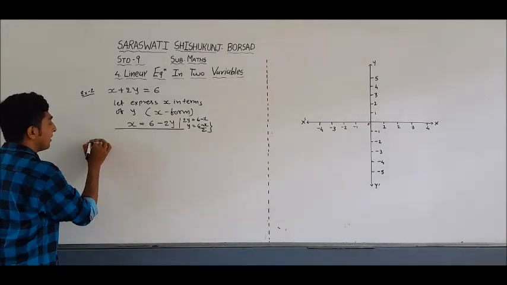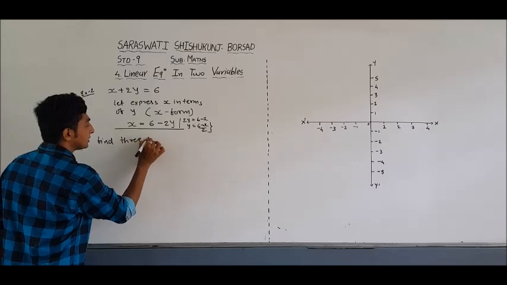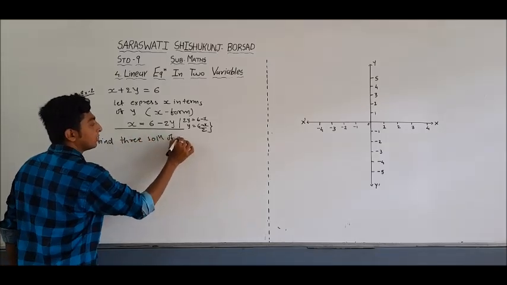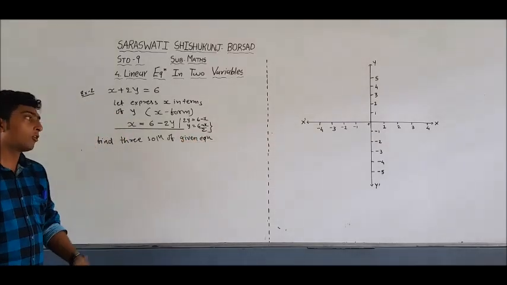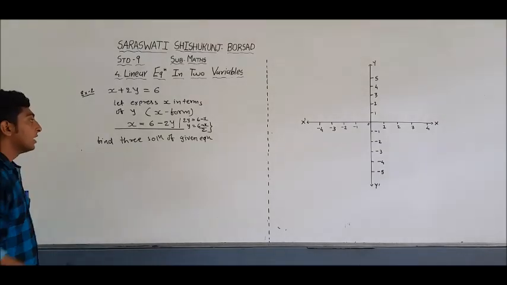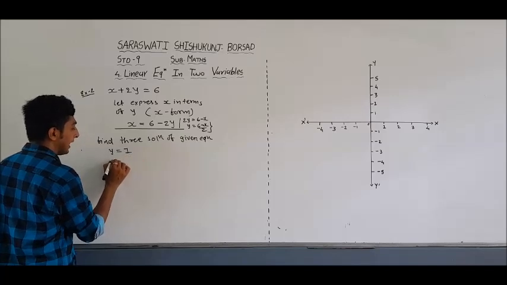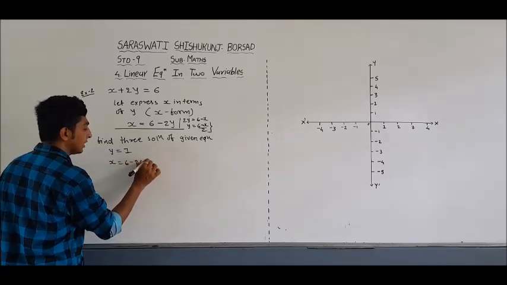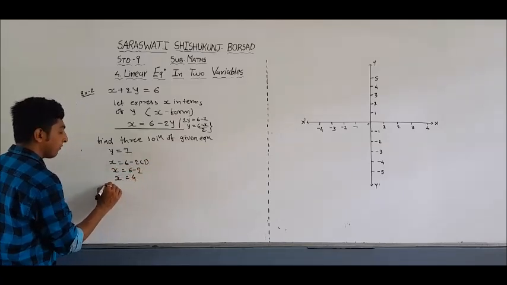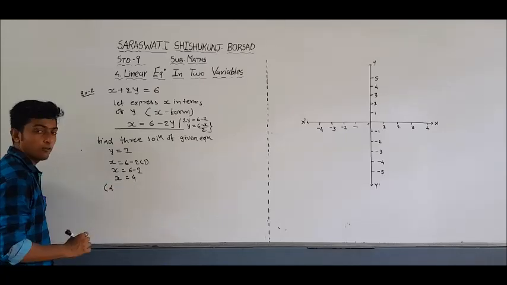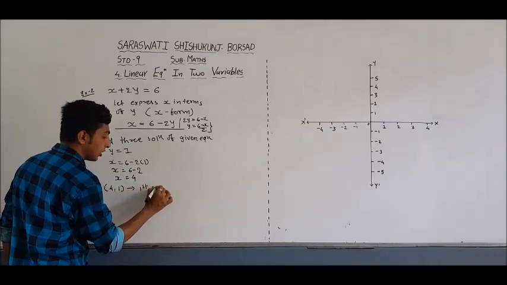Now what is the second step? Find 3 solutions of the given equation. Find 3 or 4 solutions by taking values of y. First, let us take y equal to 1. So you will get x equal to 6 minus 2 into 1, so x equal to 6 minus 2, so x equal to 4. So our first solution is (4, 1).